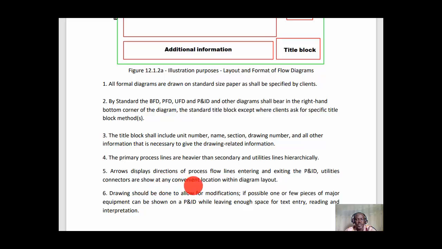By hierarchy, the primary lines are heavier than secondary and utility lines. Arrows display the direction of process flow line, entering and exiting the P&ID. Utility connectors are shown at any convenient location within the diagram layout. Drawing should be done to allow for modification. If possible, one or few pieces of major equipment can be shown on the P&ID while leaving enough space for text entry, reading, and interpretation.